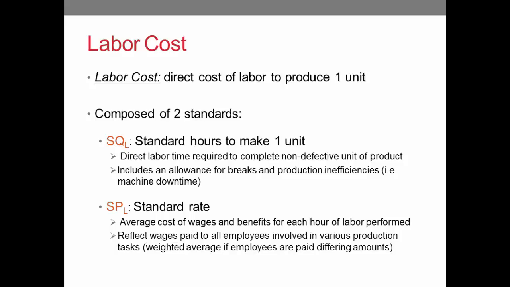And that second bullet there says essentially that if there are many different types of employees involved in the production tasks, a weighted average is taken if those employees are paid differing amounts.